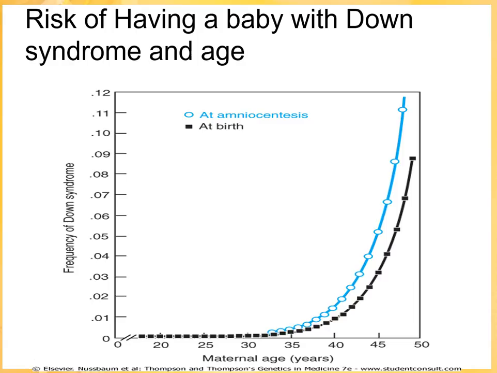The risk of having a baby with Down syndrome increases with increasing maternal age. And so the risk is relatively low under the age of 30. It starts rising between 30 and 35, and then after 40, it really takes a steep curve. This is the risk of Down syndrome at the time of amnio, and this is at birth. A significant portion of babies conceived with Down syndrome are lost during the pregnancy. A much higher proportion of babies with trisomy 13 and 18 are lost during the pregnancy.